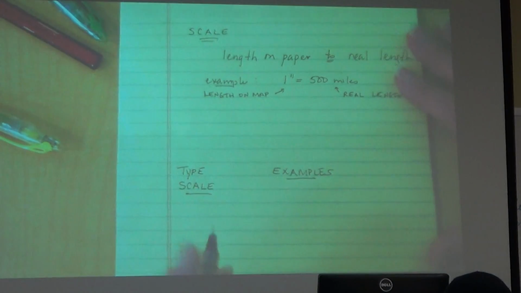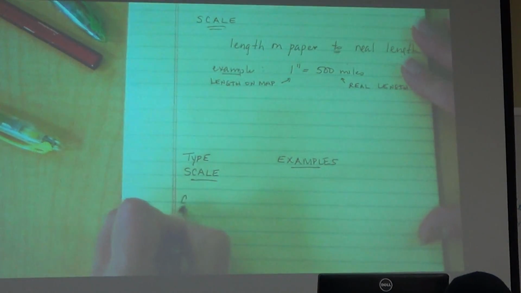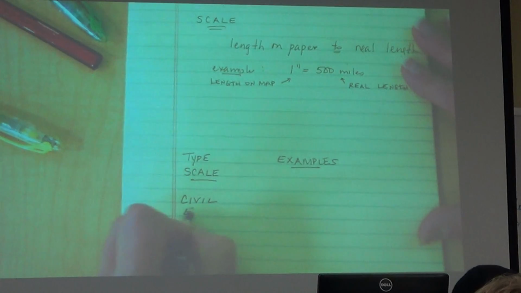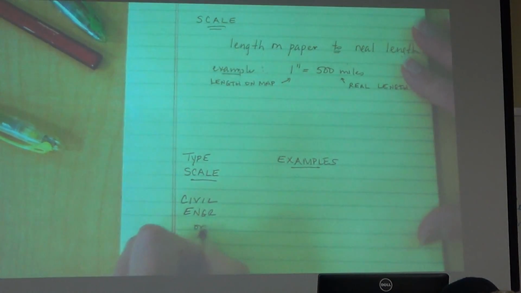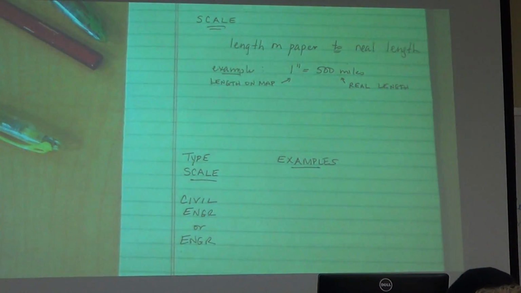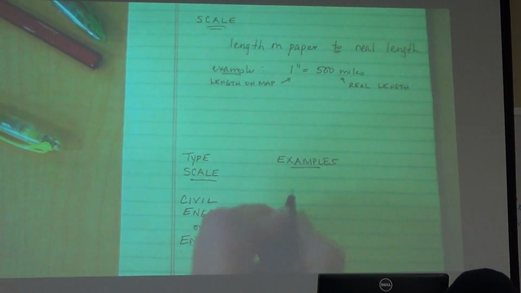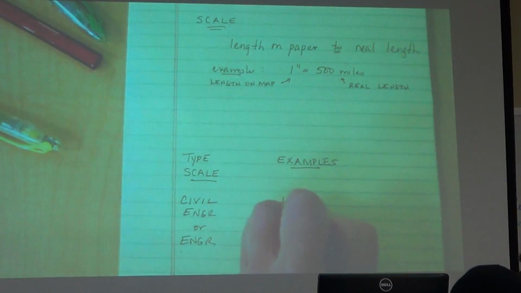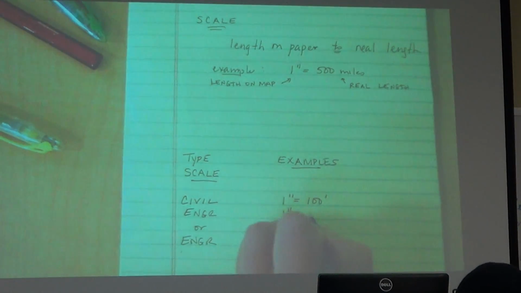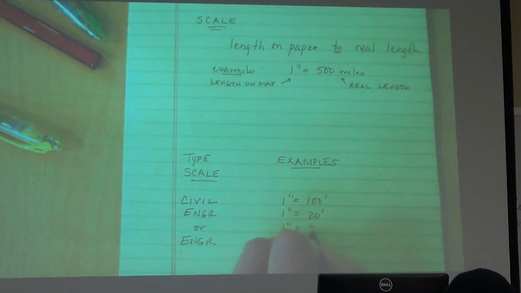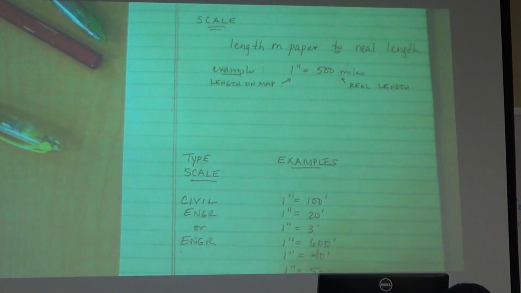Okay, so we're going to look at a few different kinds of scales. One is called a civil engineering scale, or it's also called just an engineering scale. And what you have with you is an engineering scale. Examples are 1 inch is equal to 100 feet. 1 inch is equal to 20 feet. 1 inch is equal to 3 feet. 1 inch is equal to 600 feet. 1 inch is equal to 40 feet. 1 inch is equal to 5,000 feet.